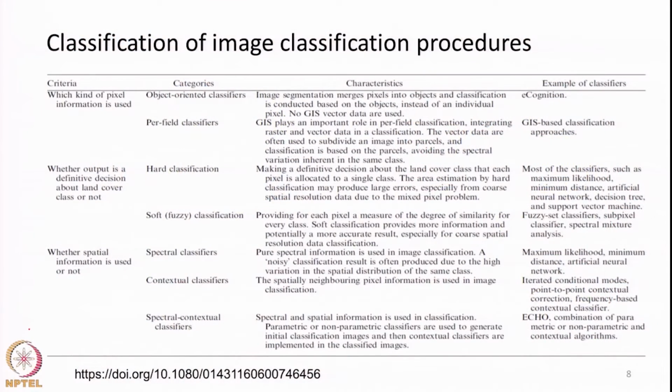Then the next major category of classifier is whether we do one pixel one class or subpixel classification. Let us say there is an image with 100 meter by 100 meter pixel resolution, so each pixel corresponds to 100 meter by 100 meter. There can be many different features present within that particular pixel. That can be a small pond, that can be a building and so on. So are we telling, okay, one pixel corresponds to only one class, say whatever is present in the majority?